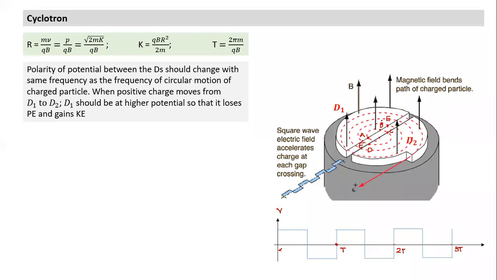Now let's see what would happen to the particle. It comes to B. Let's say it is at point B at some time. At point B, which dee should have higher potential for it to gain energy? D1 should be at higher potential, so I mark D1 as positive. D1 is at higher potential. How much time does it take from B to D?